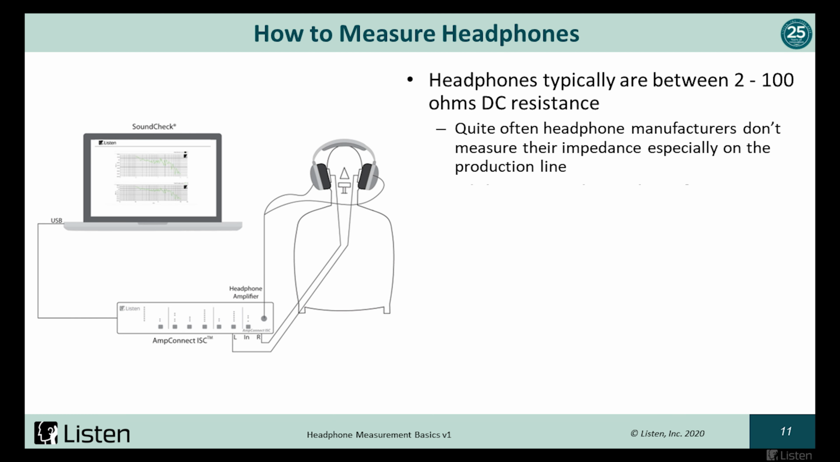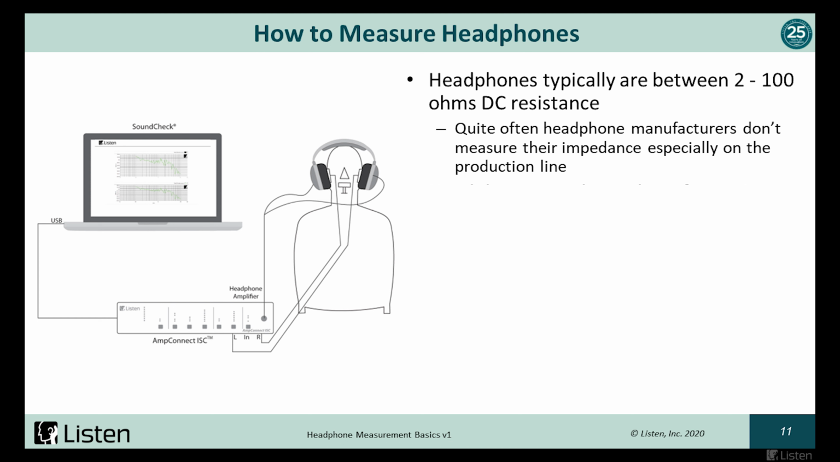So how to measure headphones? Well, bear in mind that headphones, at least dynamic headphones, are anywhere from 2 ohm DC resistance to 100 ohms. Some of the studio headphones have quite high impedance. But generally speaking, you'll see headphones that are nowadays, I'd say, between 8 and 32 ohms. And then the lower the impedance, typically the louder you can drive them, but then again, you've got to worry about the headphone amplifier having a low enough impedance.